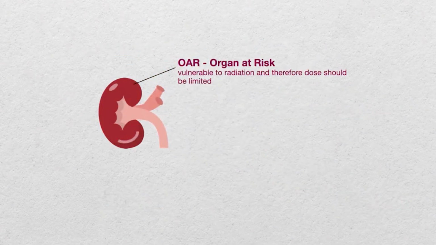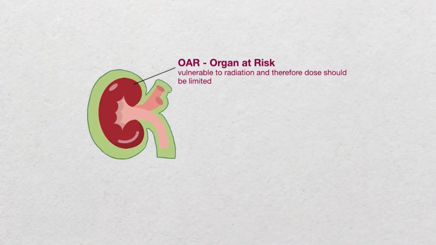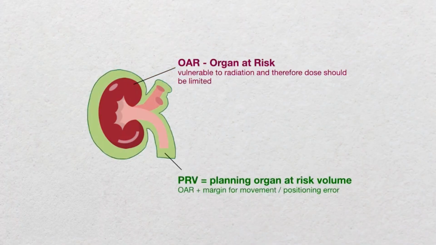In any plan, you need to consider nearby organs. The organs at risk are vulnerable to radiation sensitivity that may influence treatment planning or prescribed dose. It is useful to distinguish between serial organs, such as the spinal cord, where even a small volume receiving a high dose can cause serious harm, and parallel organs, such as the lung, where a larger volume can tolerate a moderate dose. This distinction directly affects how dose constraints are applied in planning. The planning organ at risk volume is the organ at risk plus a margin for movement error.